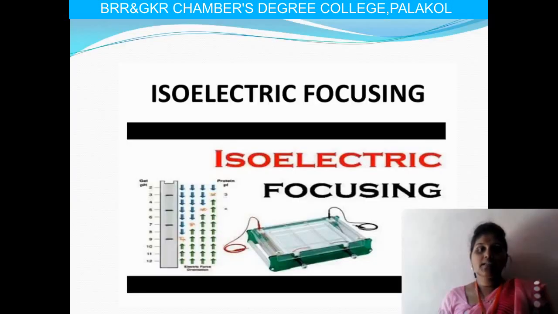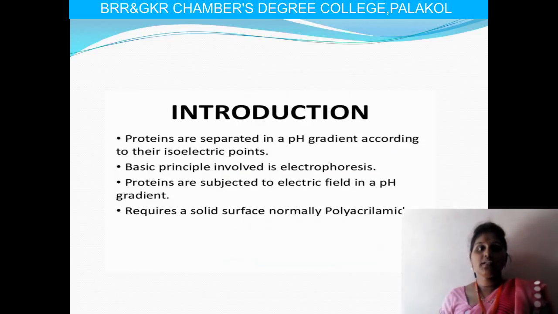Next topic is isoelectric focusing. It was first discovered by Svensson in Sweden. It is based upon resolution. It has high resolution, and it will separate the plasma proteins into at least 7 bands. Here the proteins are separated in a pH gradient according to their isoelectric point. So basing upon the isoelectric point only it will be run. So the basic principle involved in this electrophoresis is the isoelectric point.